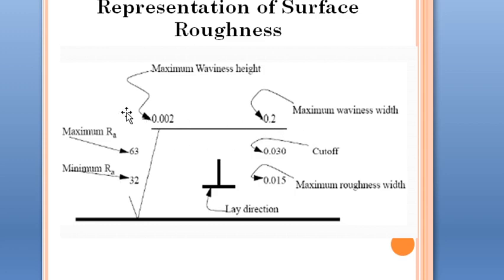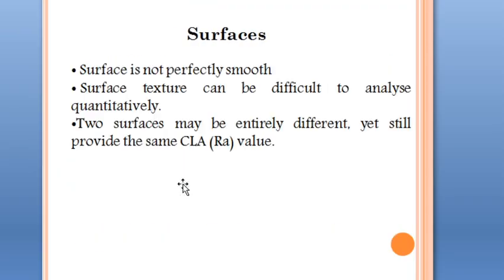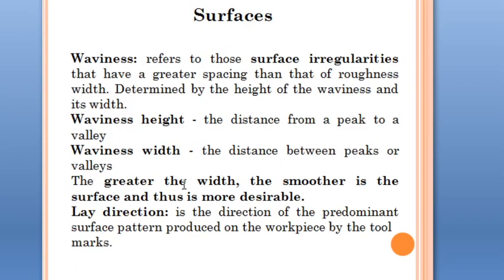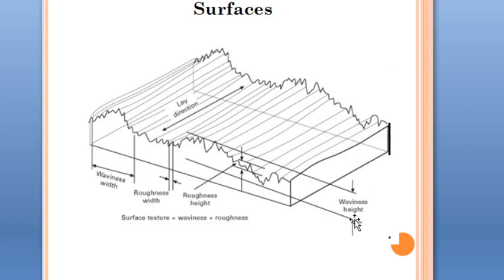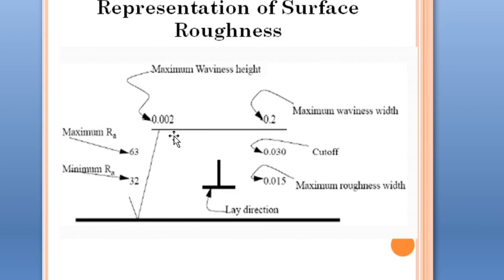In the horizontal line, the left end is the maximum waviness height. This is the height of the waviness, from the maximum peak to the minimum. The distance between these two is the waviness height, and this one is the waviness width. The line's left end has the maximum waviness height and the right end the maximum waviness width.